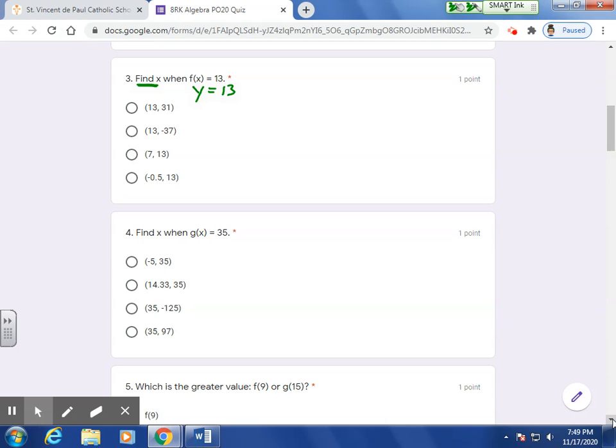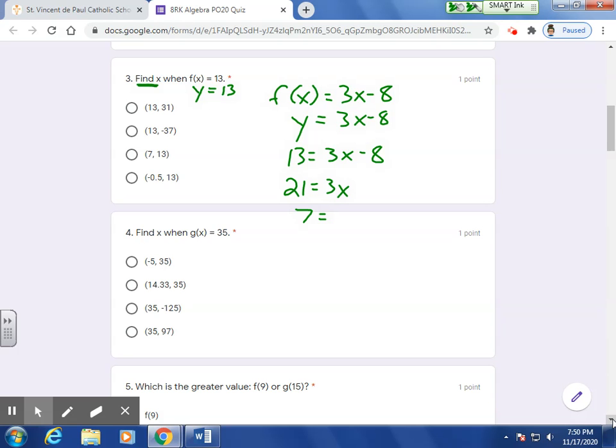So we go to our equation, which is a good thing I wrote it down because I did already forget what it was. F of x equals 3x minus 8. And instead of f of x, I can write y equals 3x minus 8. Well, I'm being told that y is 13, right? So we get 13 equals 3x minus 8. I'm finding x. And in order to do that, I have to know what y is, okay? So add 8 to both sides. You get 21 equals 3x, divided by 3. 7 equals x. So the ordered pair is 7, 13.